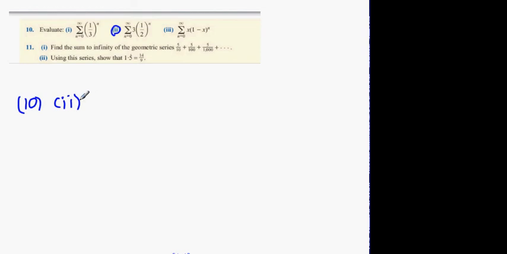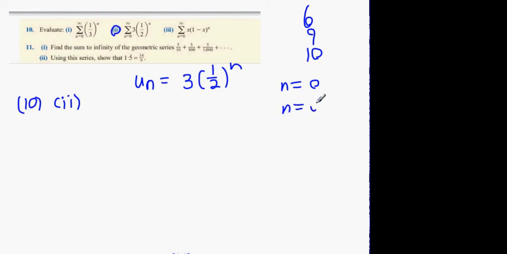Evaluate the following. So I'm going to evaluate question 10 part 2. I'm doing 6, 9 and 10. So 10 part 2 is basically saying your term, U_n, is 3 times a half to the power of n. The sigma means the sum, and I have to start at n equals 0 and end at n equals infinity. So it's the sum of infinity series, okay?